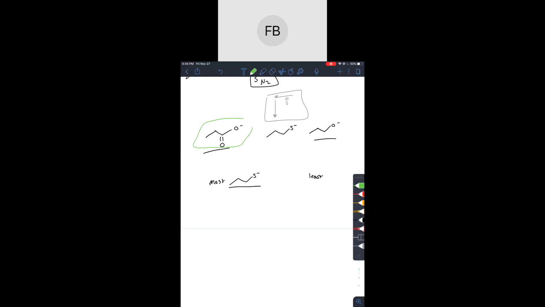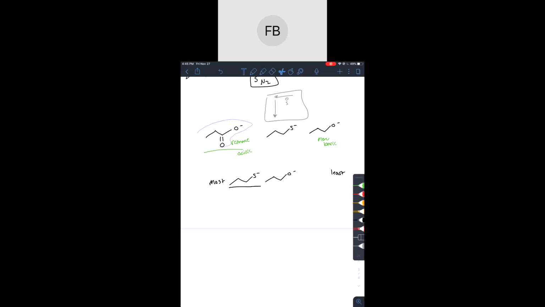Why? Destiny, you're the only one left right now. It's more acidic because it doesn't have resonance. Wait, which one's more acidic? Acidic would be the one with resonance. Yes, right? So this one has resonance, so it's more acidic. And this one is more basic. Therefore, which one is going to be a better nucleophile? The more basic one would be the better nucleophile. Yes. So this one is going to go here.